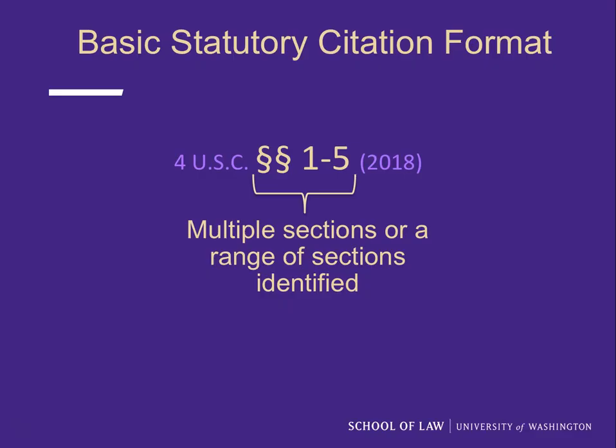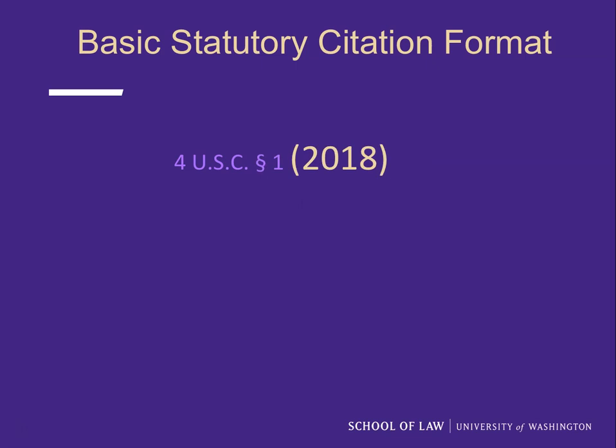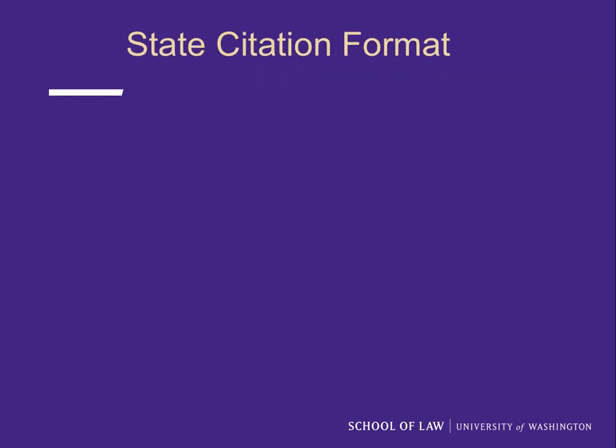Very cool. Note that if the citation references more than one section or a range of sections, you'll see two section symbols, one right after the other. The final number placed in parentheses directly after the section number is the year of the code you are citing. Note that with the most recent edition of the Blue Book that came out in 2020, including the year for federal statutes is now optional.